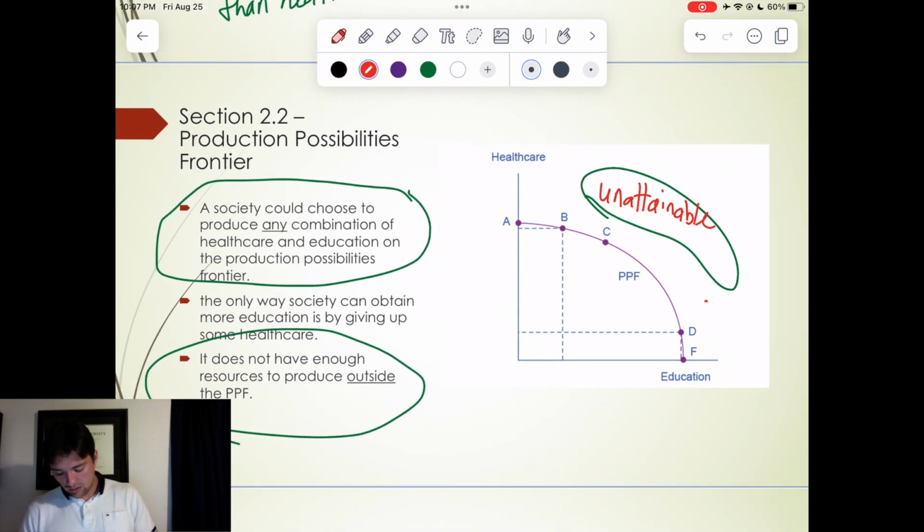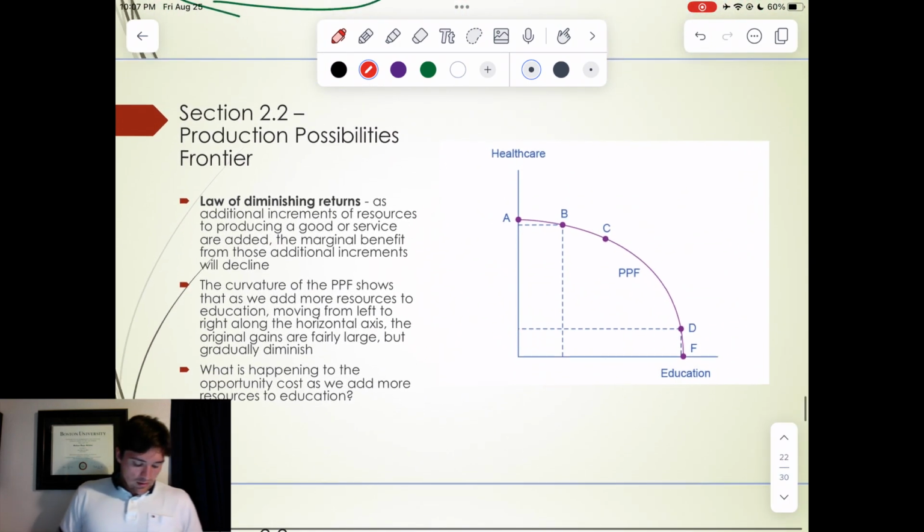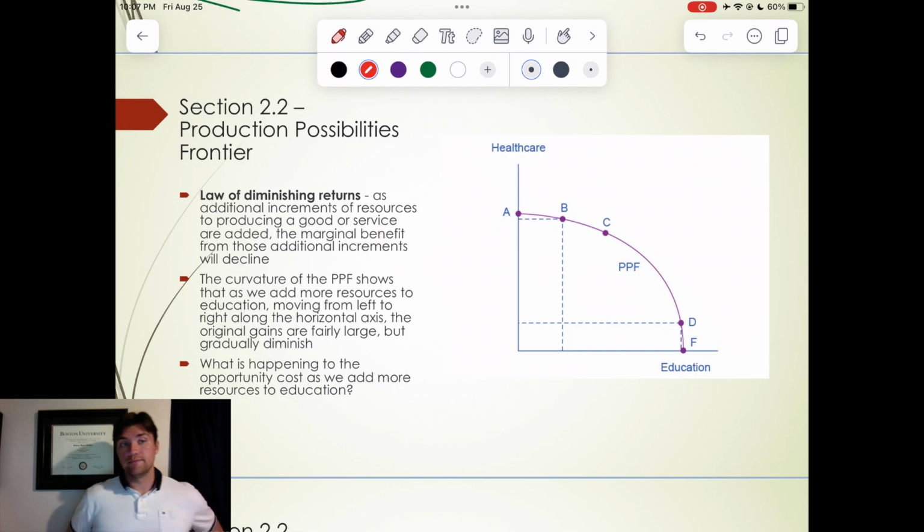And it could be here, it could be here, but the thing is that it's unattainable. Now, you're probably wondering, well, do we have the law of diminishing marginal utility? I know that's what you were thinking. But we're going to have something similar. It's going to be the law of diminishing returns.